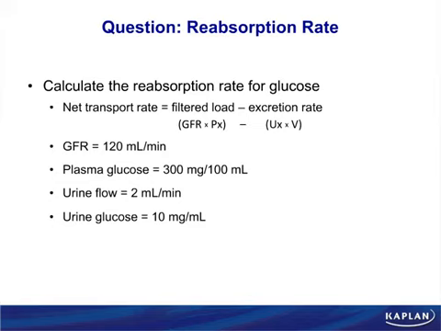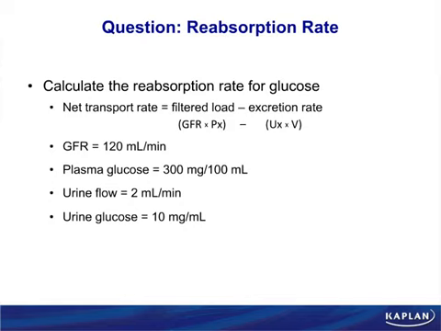Okay, so let's do some practice questions just to give you an idea. These are some questions you might see. Calculate the reabsorption rate for glucose. GFR is 120 milliliters per minute. Here's your plasma glucose concentration. What you're going to do here is your reabsorption rate is going to be equal to filtered load, or filtration rate, minus the excretion rate. Here's your urine flow rate, 2 milliliters per minute. Here's your urine glucose concentration, 10 milligrams per minute.